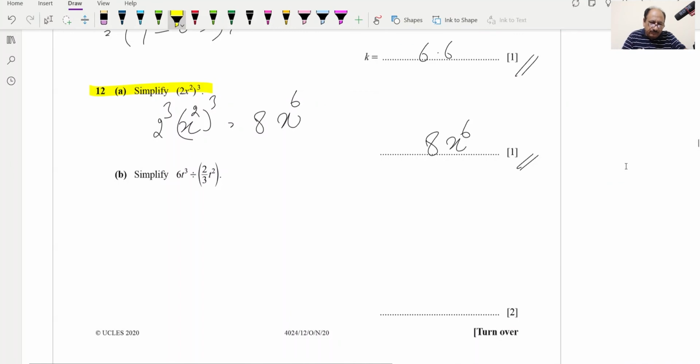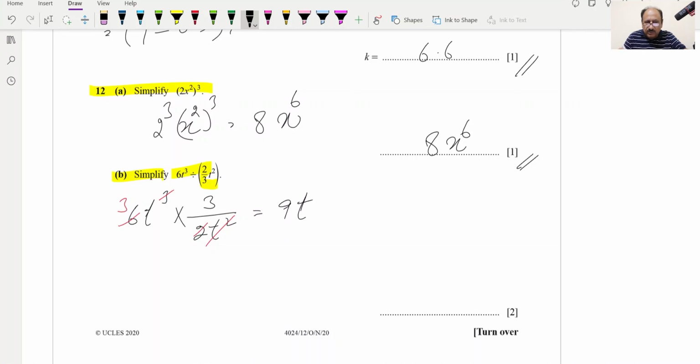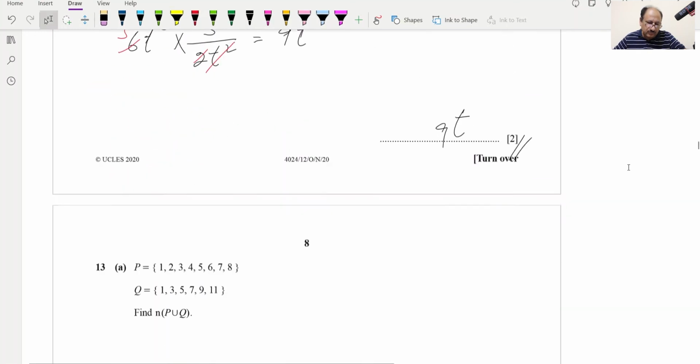Now b part, simplify. This we have to simplify, so we can rewrite it as 6t raised to the power 3 and divided by, we can basically multiply, we can write like multiplication sign, it will be 3 over 2t squared, and now we can do cancellations, this square will be cancelled with cube and 2 will be cancelled with this, so 3, and this will be equal to 3 into 3 will be 9 and t, so 9t will be final answer, and this is 2 marks part, which we are done.